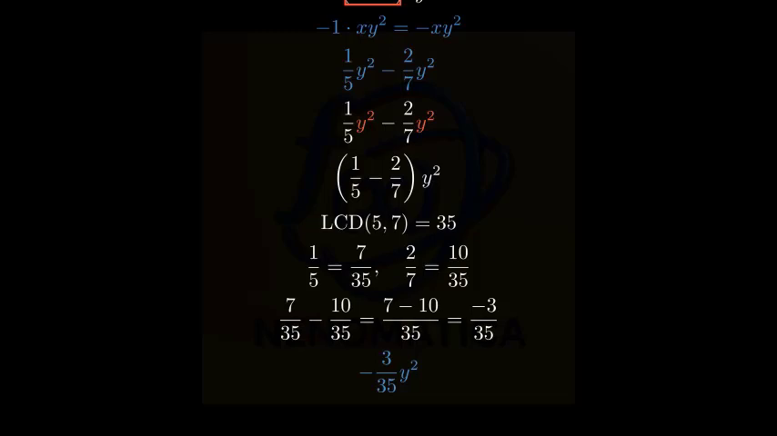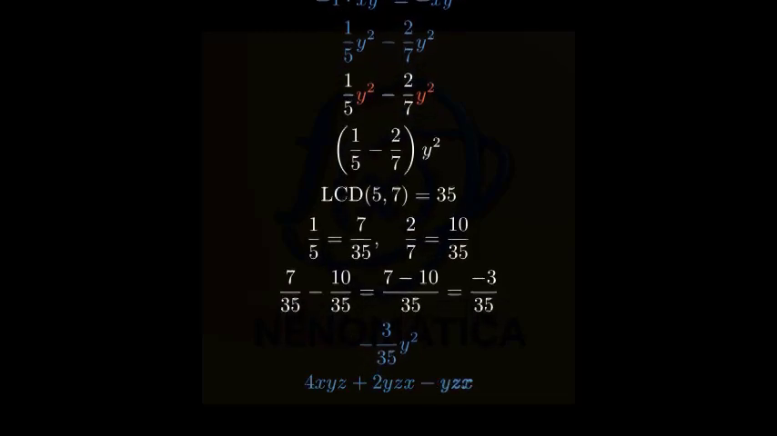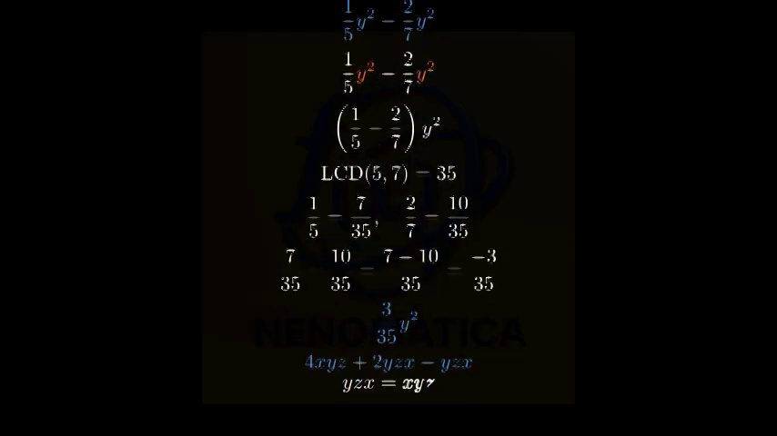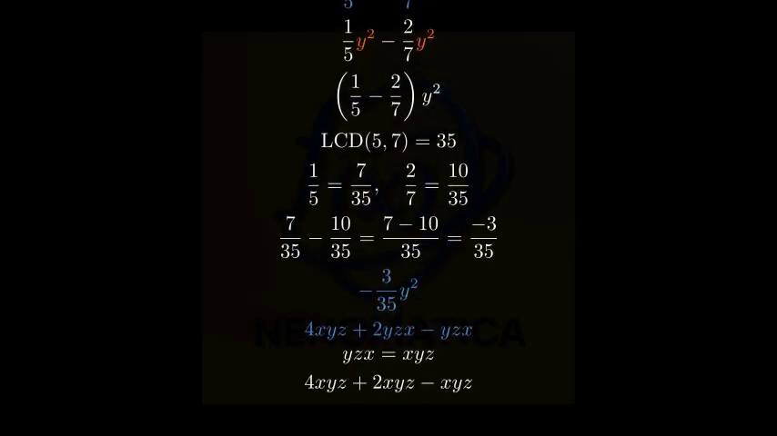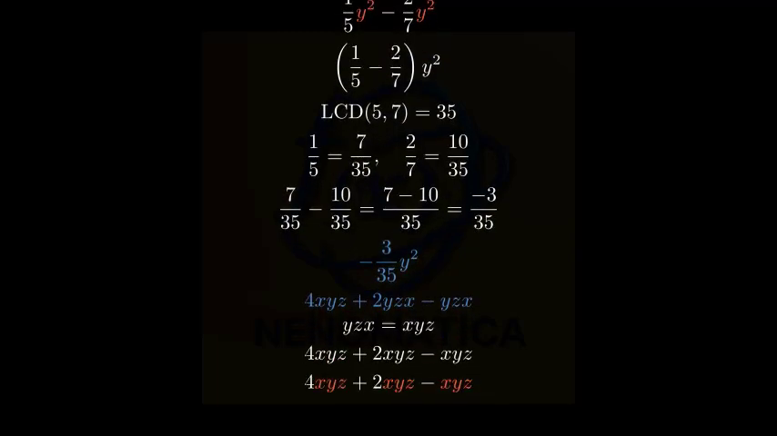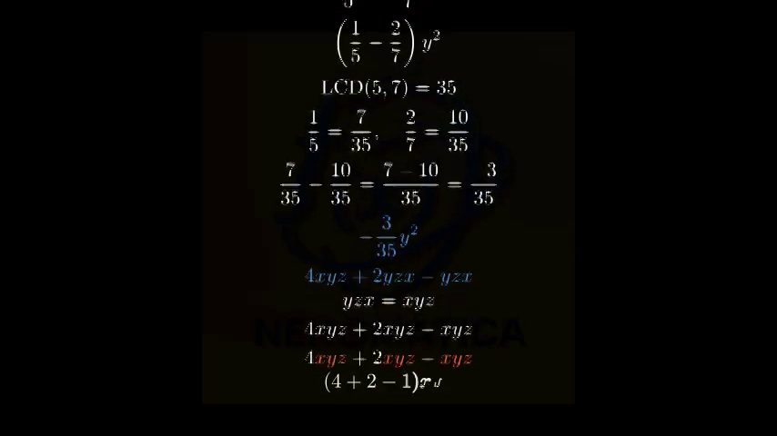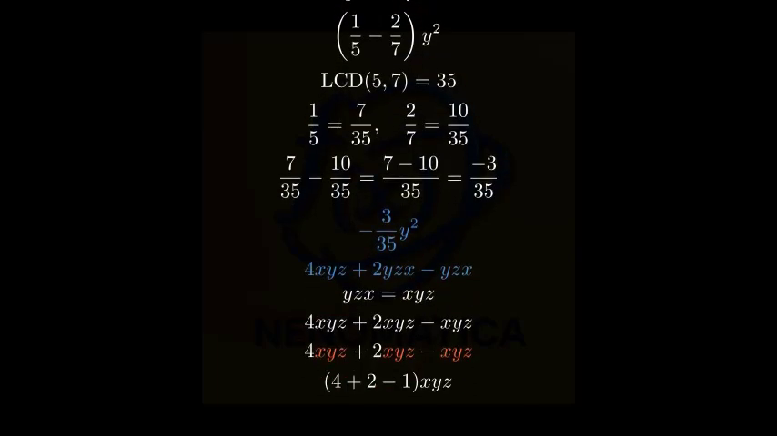For our final example, let's look at 4xyz plus 2yzx minus yzx. Using the commutative property, we can rewrite yzx as xyz. So our expression becomes 4xyz plus 2xyz minus xyz. Now we can see that xyz is our common factor. Factoring it out, we get xyz times the sum of the coefficients, 4 plus 2 minus 1, which equals 5xyz.